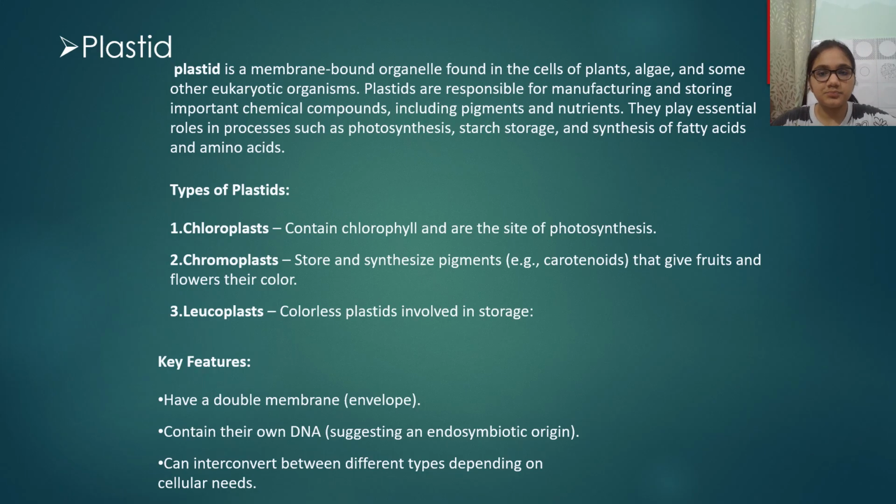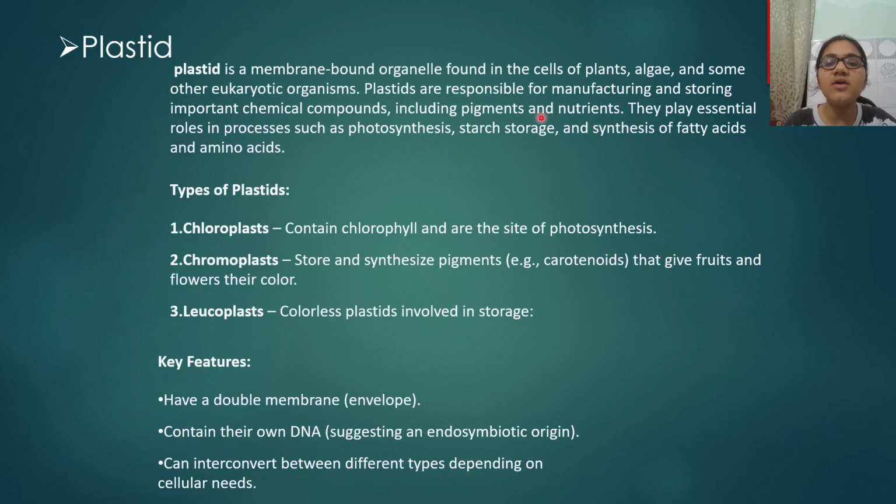Now, plastid is also an organelle, but plastid is only present in the plants. Is it present in the animals and human beings? No. So the answer will be no. Okay, plastid is only present inside the what? Plants, algae, and some other eukaryotic organisms.